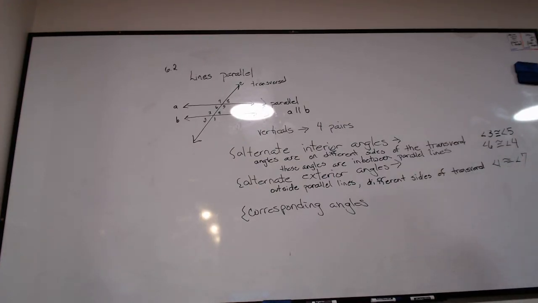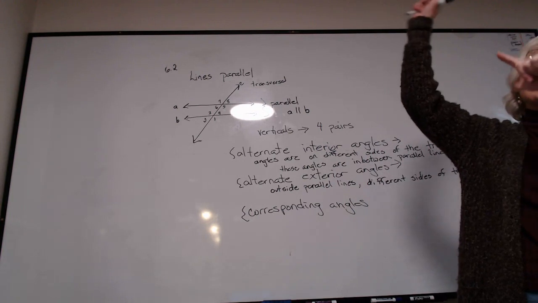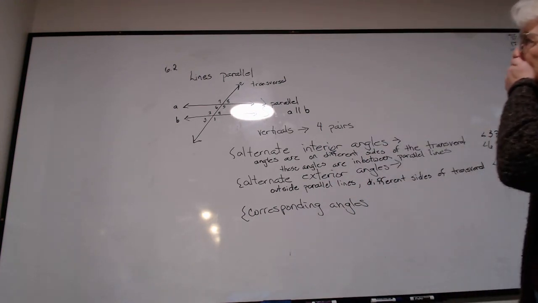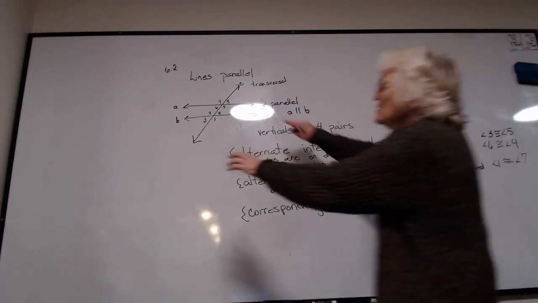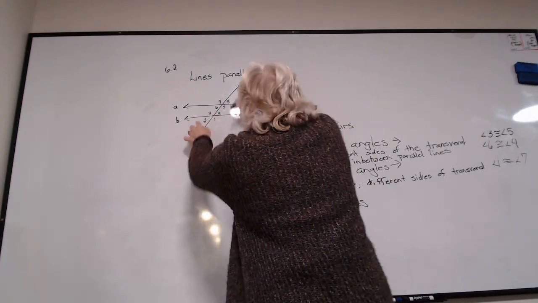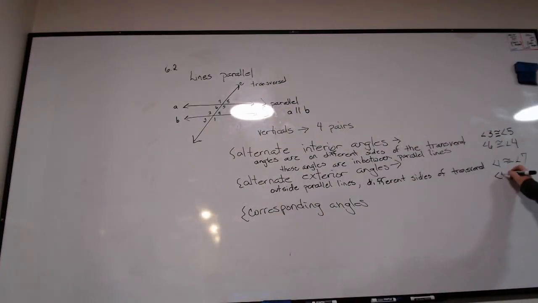Okay, what's my other one, Jake? What's the other alternate exterior pair? Think about outside and opposite. So it has to be on the outside, one's outside the other one. Yes, David. 2 and 8. Yes, 2 and 8. So they're outside, and they're on alternate sides. So angle 2 is congruent to angle 8.